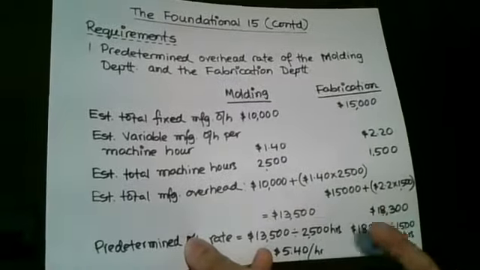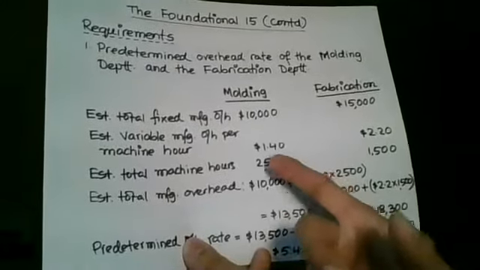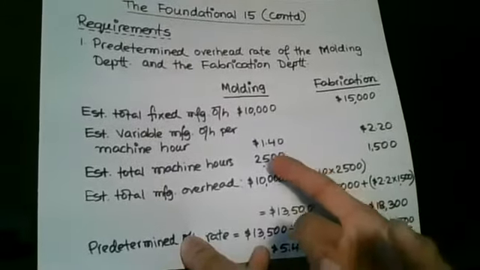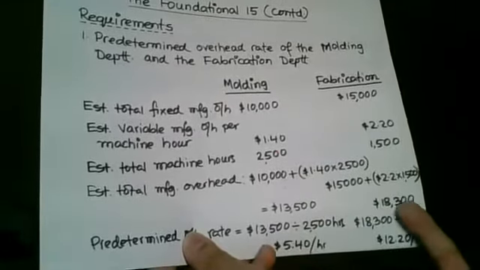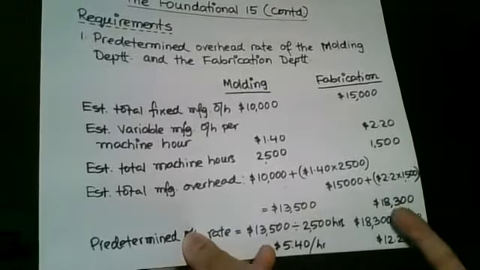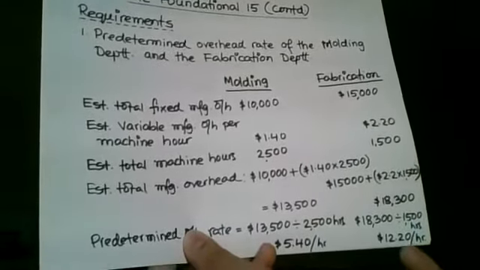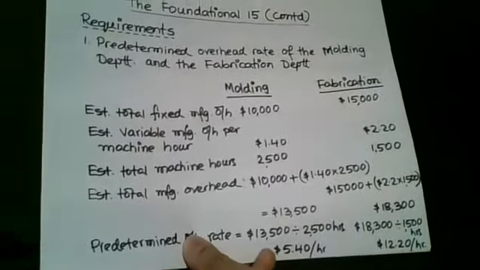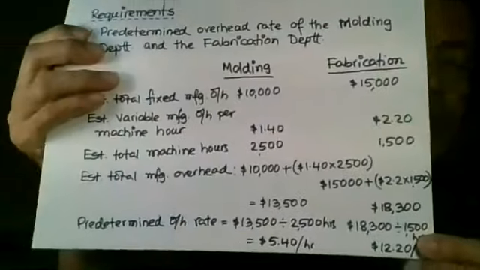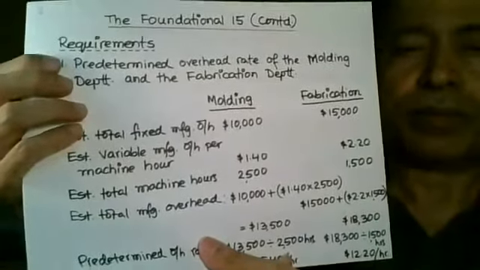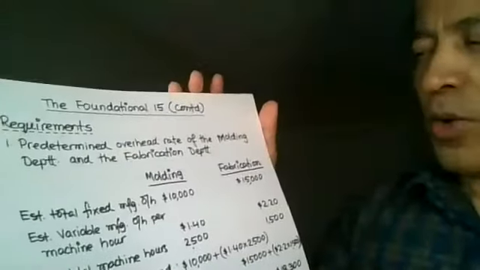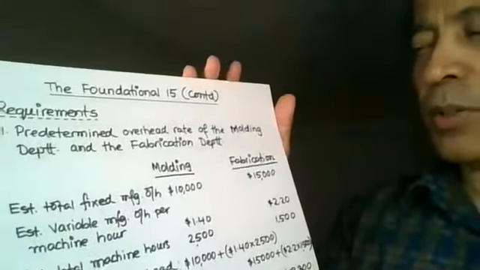If you now divide this by the hours, like $13,500 by 2,500 hours, you're going to have an hourly rate, which is $5.40. And we're going to do the same for the fabrication department, divide $18,300 by their number of hours. We're going to have an hourly rate of $12.20 for them. So this is the solution to the first requirement, which was to find out the predetermined overhead rate of the two departments, the molding and fabrication departments.